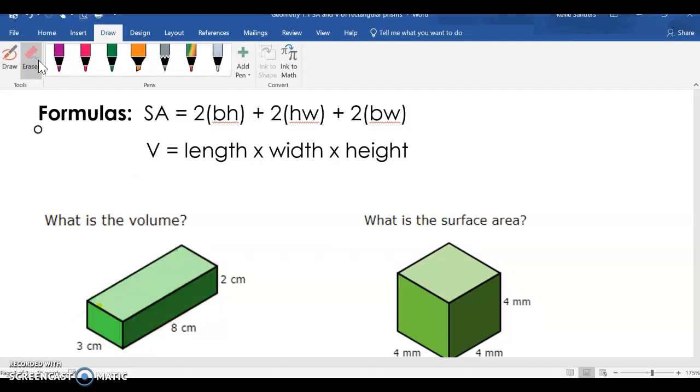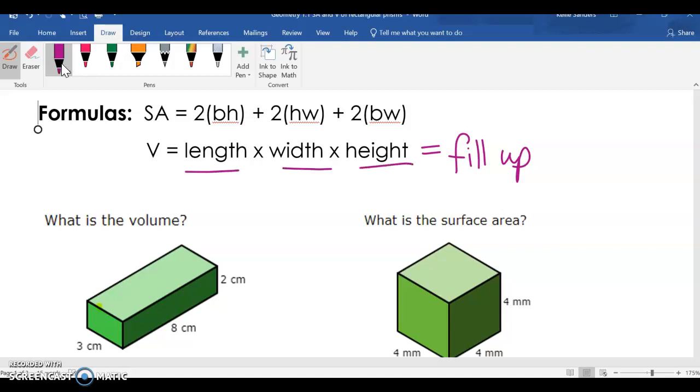Alright, volume. Volume is when you're filling something up, like how much it can hold. On volume, it's length times width times height, or base times height times width. Anything like that, you're going to multiply all 3 dimensions together.